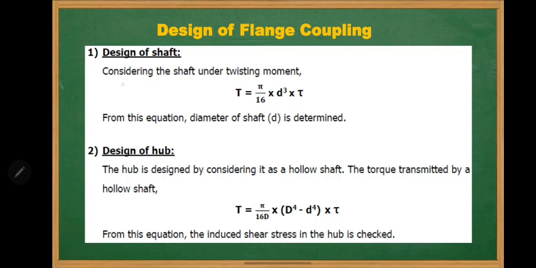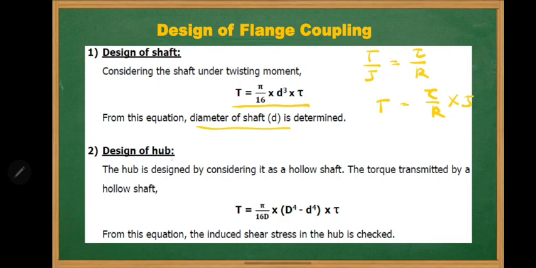In the first step we are going to design the diameter of the shaft. Considering the shaft under twisting moment, the equation of torsion is given by T by J is equal to tau by R. When you equate this to the twisting moment or torque, you get T is equal to tau by R multiplied by J, and when we put the values of R and J, you will get T is equal to pi by 16 d cube multiplied by tau. From this equation, diameter of the shaft is determined.